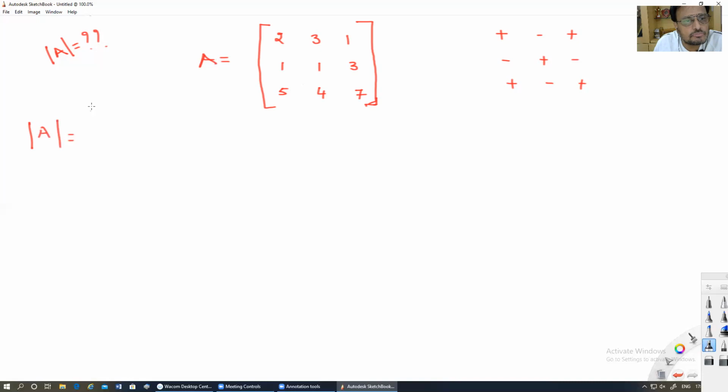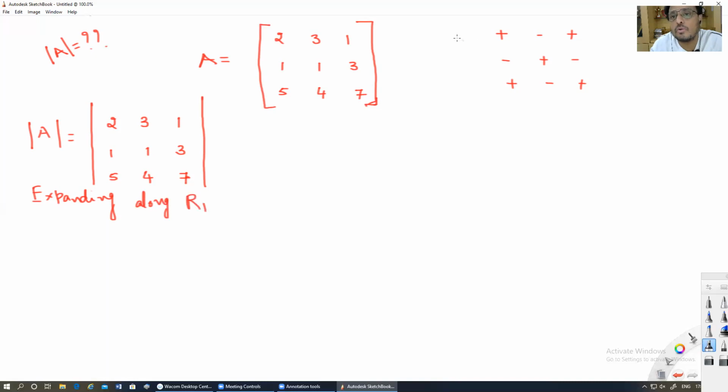So first I'm going to draw the determinant here: 2, 3, 1, 1, 1, 3, 5, 4, 7. So this is the determinant. Now I'm going to expand along R1. Any row you can write here. So expanding along R1, that means the first row.